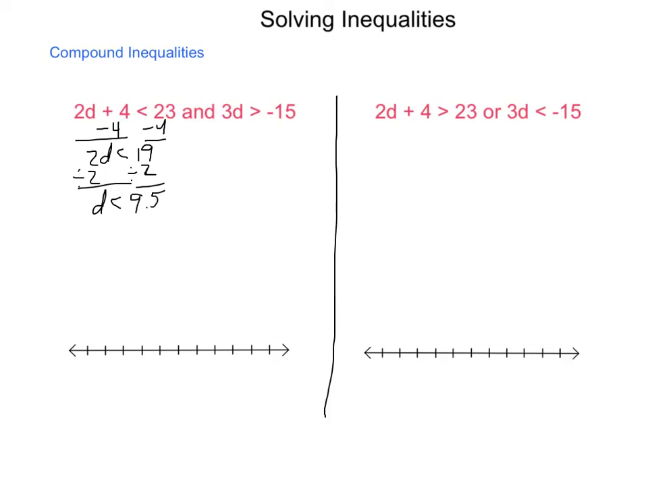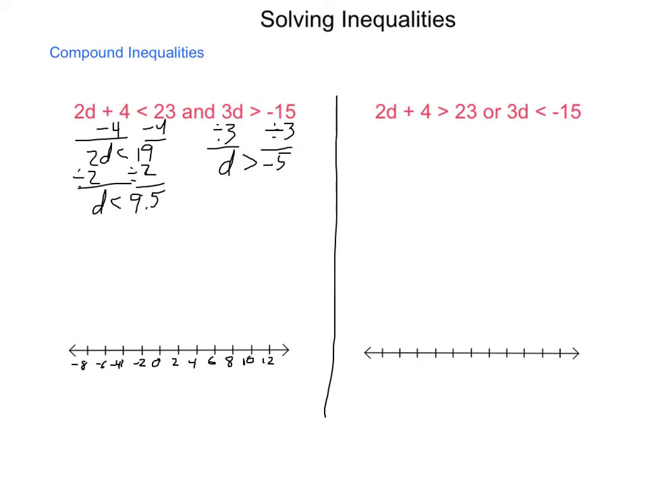Next, solving my other side, I'm going to divide both sides by 3. Now here I do not need to change the direction of my inequality because the number I'm dividing by is positive, even though the number that's being divided is negative. So I come out with d is greater than negative 5. So I have these 2 points, positive 9.5 and negative 5. d is less than the first but greater than the second. So let's put some numbers on our number line here.